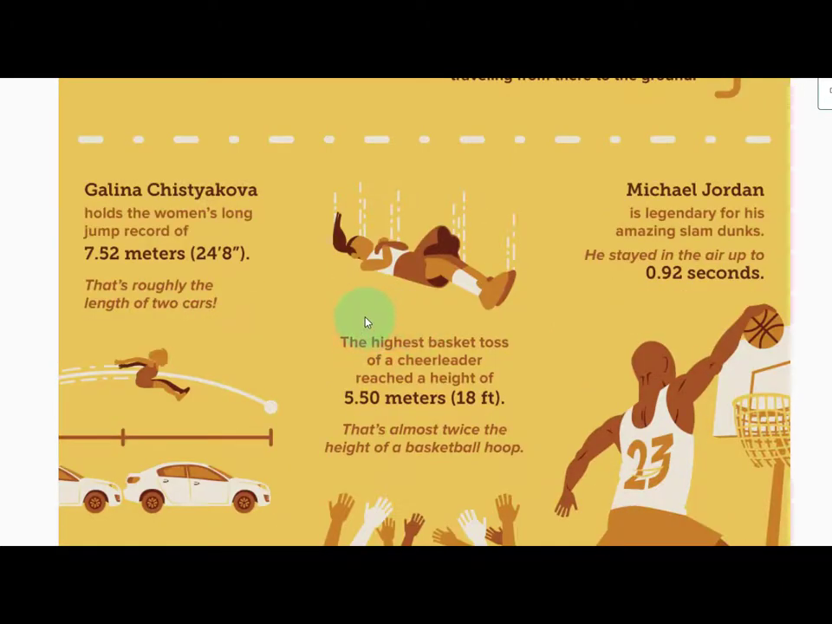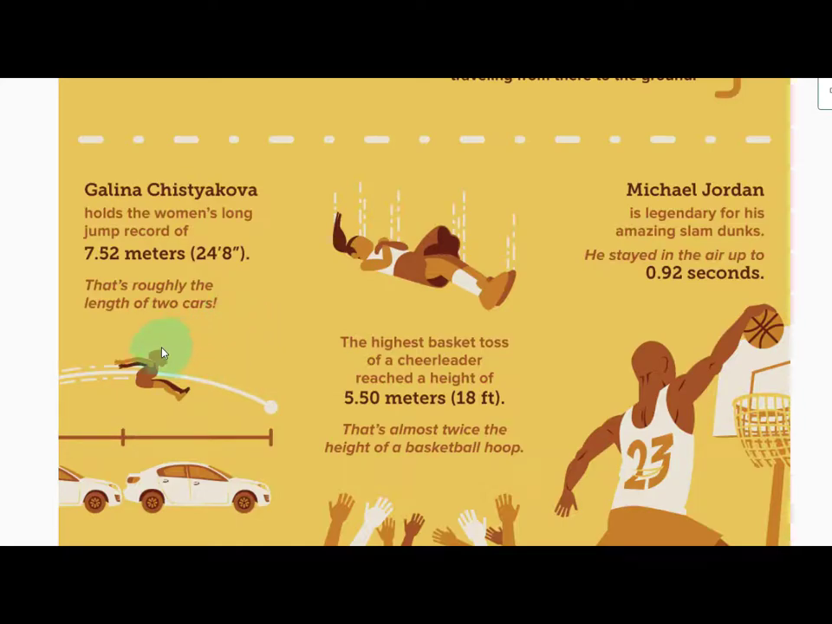I apologize, I don't know how to say her name. Galina Chistyakova holds the women's long jump record of 7.52 meters, 24 feet, 8 inches. That's roughly the length of 2 cars. 2 cars goes in the fill-in blank there. I was like, no way, she could go that far.